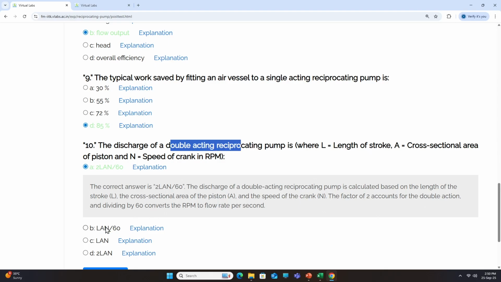Had it been single acting, the answer would have been L into A into N by 60, but now the correct answer is 2 times length into area into the rotation speed by 60. The 60 is always there because N is in RPM, rotations per minute. To convert minutes into seconds, we always divide by 60. That is why it is 2LAN by 60.